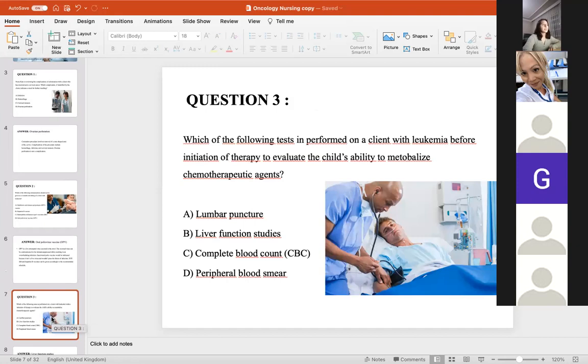Which of the following tests is performed on a client with leukemia before initiation of therapy to evaluate the child's ability to metabolize chemotherapeutic agents? A. Lumbar puncture. B. Liver function studies. C. Complete blood count, CBC. D. Peripheral blood smear. And answer.